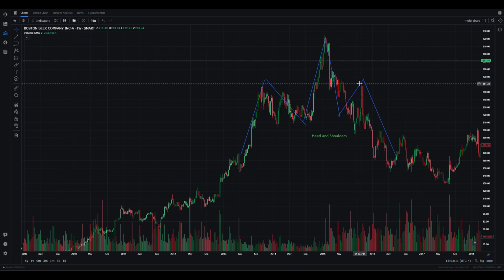The neckline is a trend line that connects the low points of the troughs between the left shoulder, head, and right shoulder. It serves as a support level for the price during the formation of the pattern. The head and shoulders pattern is considered a reversal pattern, indicating a potential shift from a bullish trend to a bearish trend. The reversal signal is triggered when the price breaches the neckline support after the completion of the pattern.